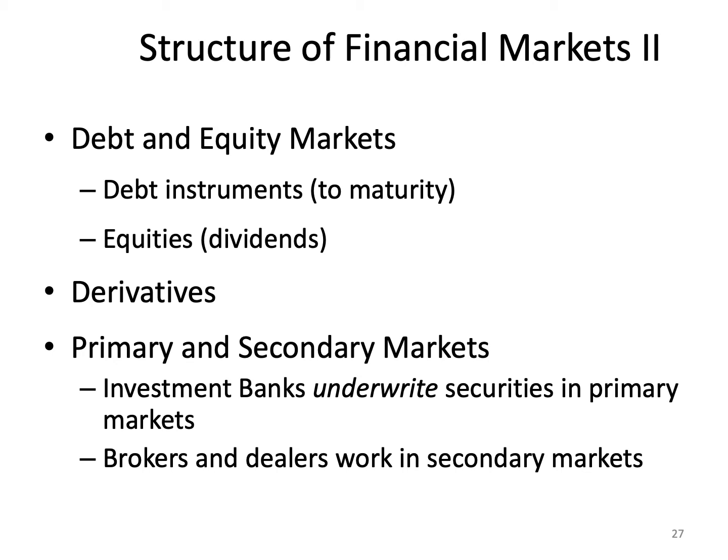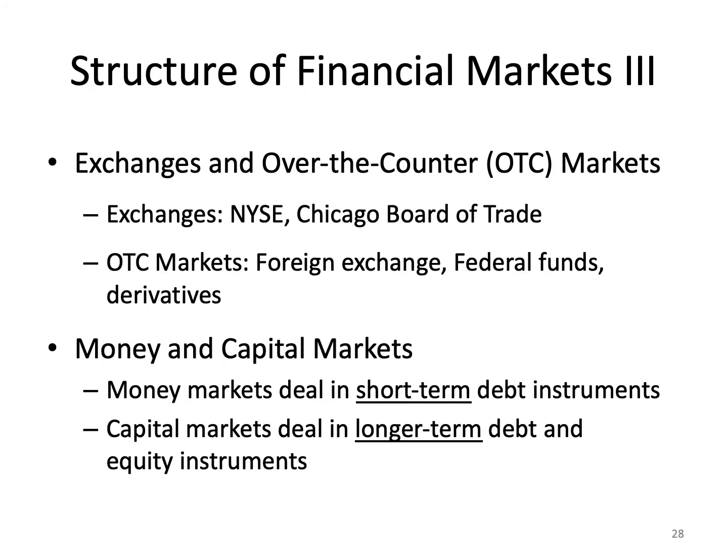Investment banks, as we said, underwrite securities. Brokers and dealers work in secondary markets. There are exchanges and over-the-counter markets. Exchanges: the New York Stock Exchange, Chicago Board of Trade. Over-the-counter markets: foreign exchange, federal funds, derivatives. Money markets deal in short-term debt instruments, and capital markets deal in longer-term debt and equity instruments.